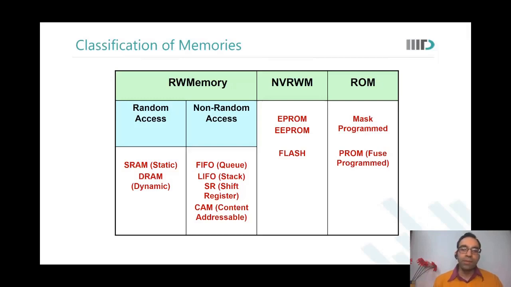Okay. Then all of these that we were discussing till now were volatile memories. What does volatile memory mean? That when you power off the system, the information would go away. It is volatile.